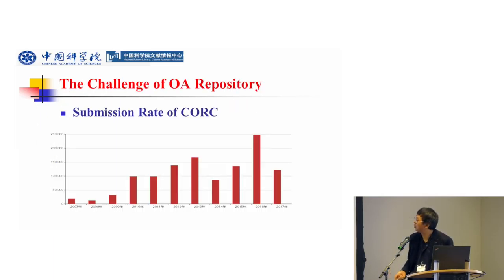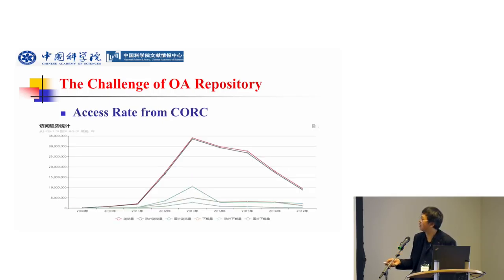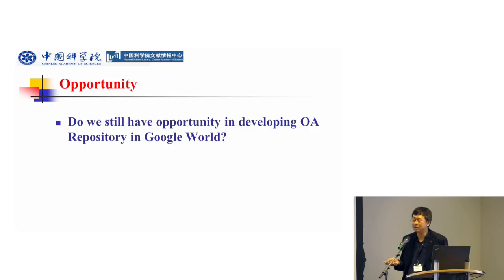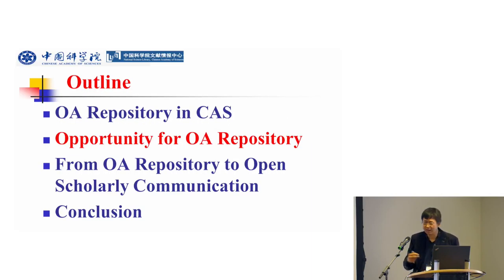The problem we also find is that the submission rate of articles is up, but the usage, the access rate, is coming down. I don't know the reason. But this is a challenge for us that we want to understand. In fact, a lot of people in this room are talking about whether we still have an opportunity in developing AI repositories in Google's world. This is a big question for us, and I think we'll try to answer this question.